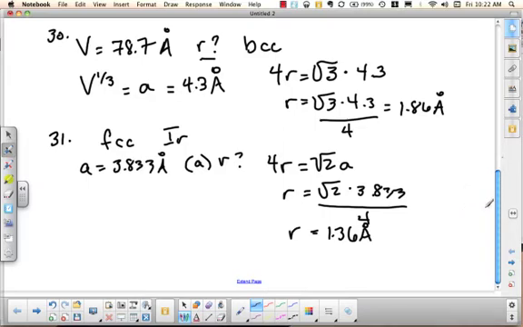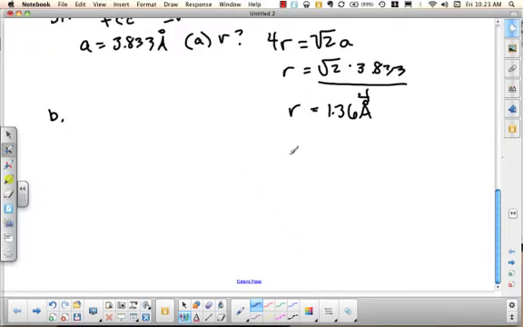All right, and then 31b asks to calculate the density of iridium. So let's go ahead and work that one together because I know you've had some difficulty with that when we did it in class. So density of iridium. On B, what do we want our units to come out in? Grams per centimeter cubed. So in the end, I want grams per centimeter cubed.